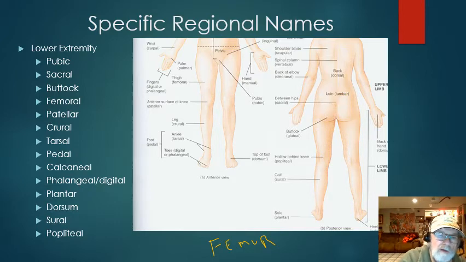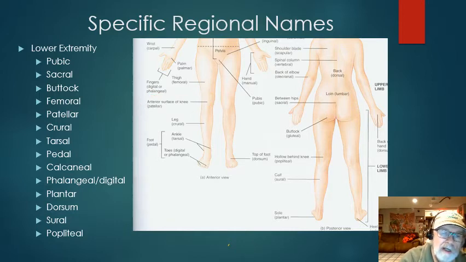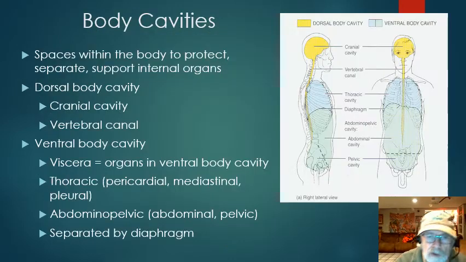So the next word we have is patellar. Patellar means the kneecap. That's the patellar region, the anterior surface of the knee. The name for the kneecap is the patella. Next, let's get rid of the femur and the patella. The next word I have down here is crural. Crural means the shin, the front of the leg. It's only in the front, and the front of the leg is called the crural.